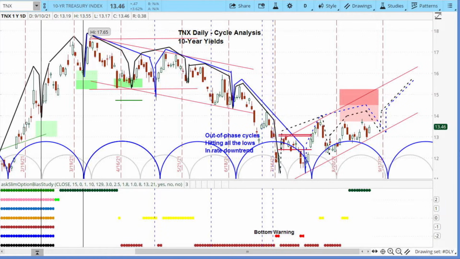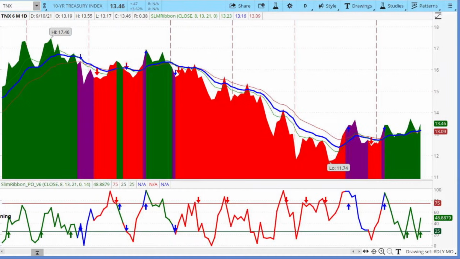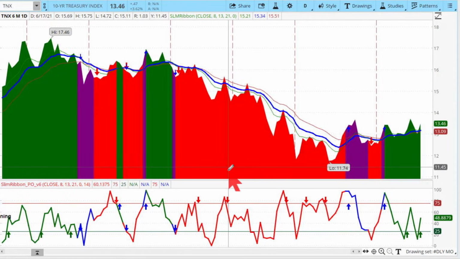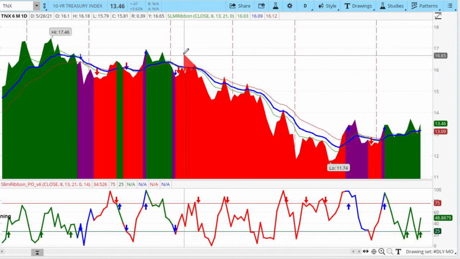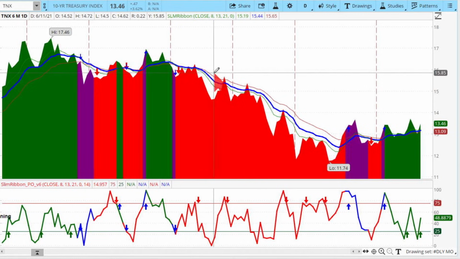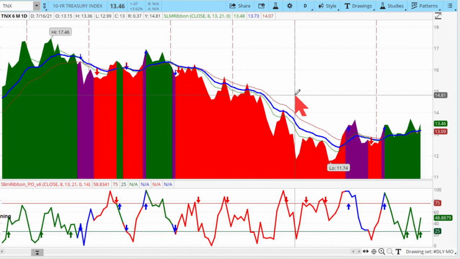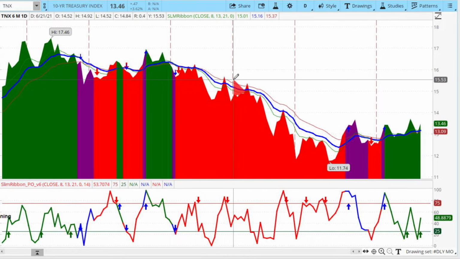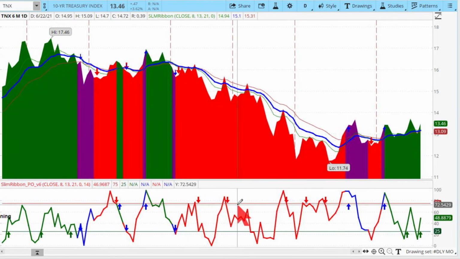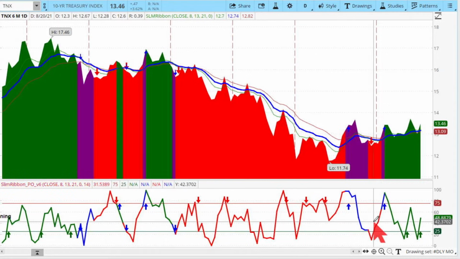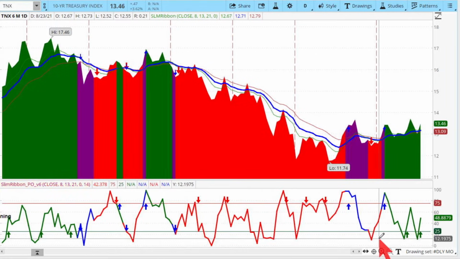So now let's look at momentum conditions and the slim ribbon PO. So you could see as interest rates were moving down right in here, what happened was the slim ribbon was configured negatively. And the slim ribbon tends to be support and resistance. As you can see, the slim ribbon PO is your signal indicator, and this was telling you interest rates were falling and continued to fall. Things began to change right over here, and now you're getting positive signals on interest rates on the short term.